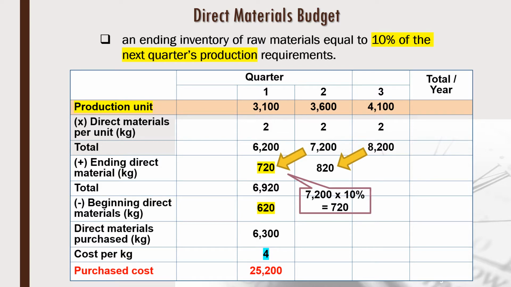So the total now is 6,920. You minus the beginning direct materials in kg, that is 620. So where did this figure come from? As you know, the beginning direct materials in quarter 1 comes from the ending direct materials in quarter 4 2021.